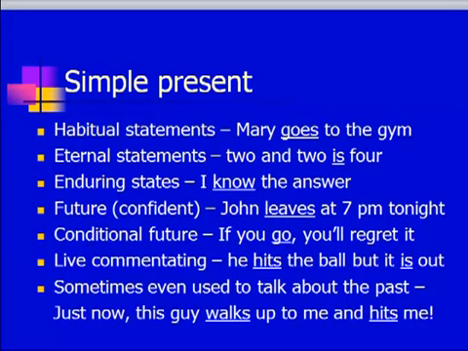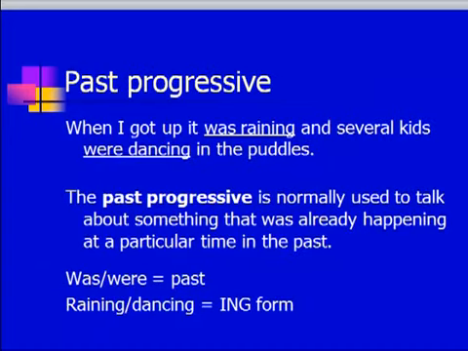We've already seen that it's often used by live commentators simply to keep up with what's happening, often with sports. So something like he hits the ball but it is out. And we can even sometimes use the simple present to talk about something that's happened in the past. So you could say something like, just now this guy walks up to me and hits me. So it gives a kind of urgency, a kind of like it's really impacted on you.